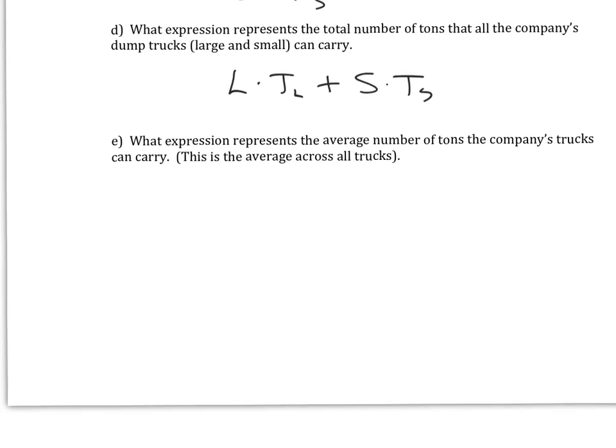Okay, now we need to figure out the average number of tons the company's trucks can carry. So we need the total tonnage divided by the number of trucks. And again, we can't just do T sub L plus T sub S divided by 2, because that only represents the average of 2 trucks. But if, for example, the fleet had 50 large trucks and only 10 small trucks, then that average that we just calculated by dividing by 2 would be inaccurate.